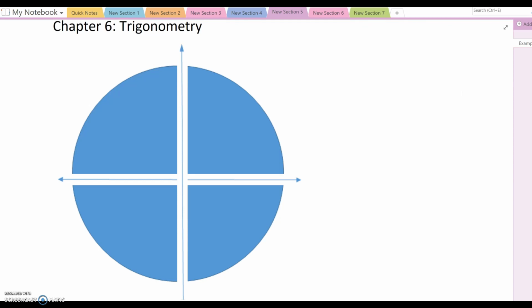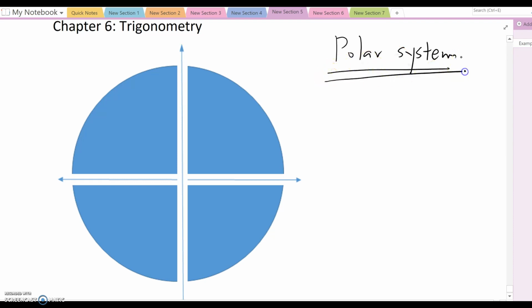You will learn more detail about this one when you take Calculus 2 or 3, but the polar system. Unless we define the polar system, we cannot even begin trigonometry. Okay, according to the polar system, you will be given a more detailed explanation when I explain the Calculus 3 topic about the polar system.